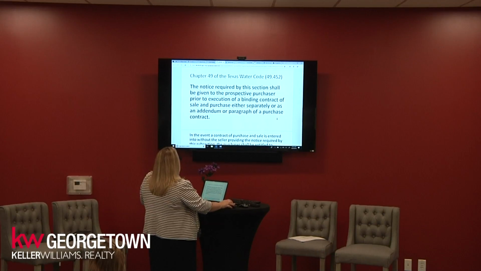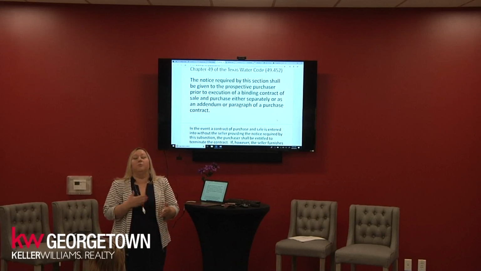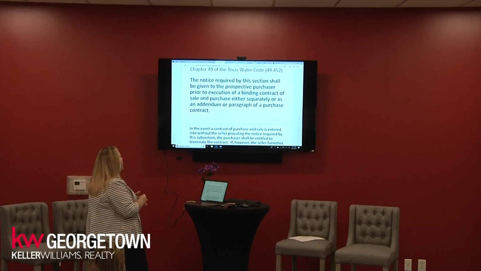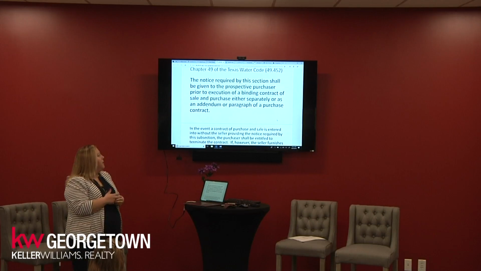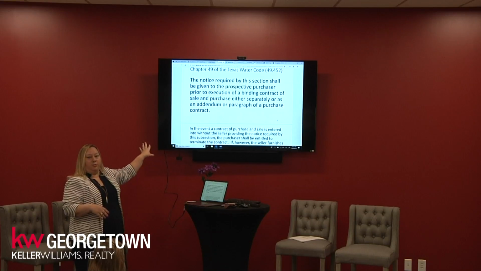She put this in here because obviously she wants you to understand why you have to have this signed by the seller and provided to the buyer before you go under contract. So it's required by this section to be given to the prospective purchaser prior to the execution of a binding contract of sale and purchase, either separately or as an addendum or a paragraph of a purchase contract. Do not put this in special provisions.